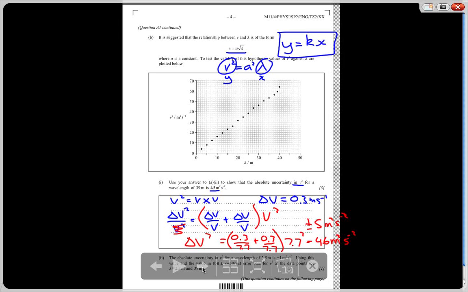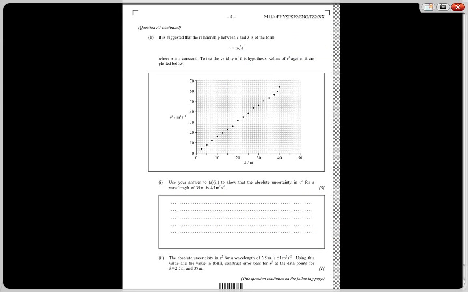All right. Now I'm just going to have to change my view here. It says the absolute uncertainty of v squared for a wavelength of 2.5 meters is plus minus 1 meter squared s to the minus 2, and we've just worked it out there for v squared for 39 meters is 2.5.